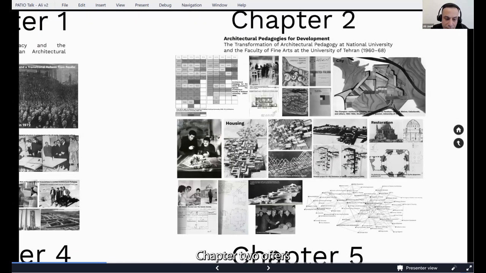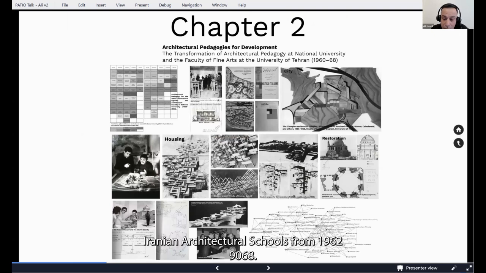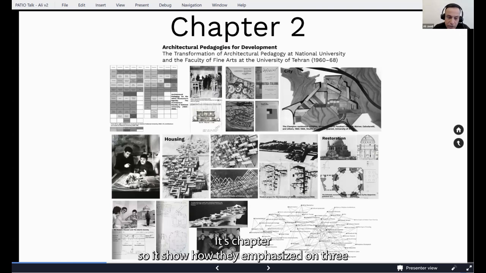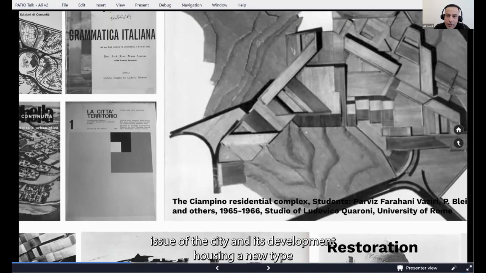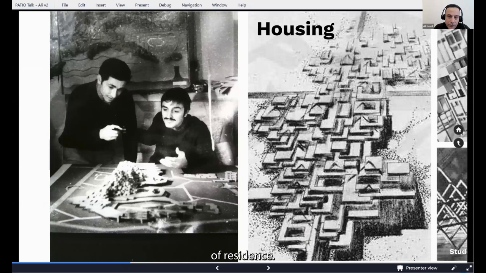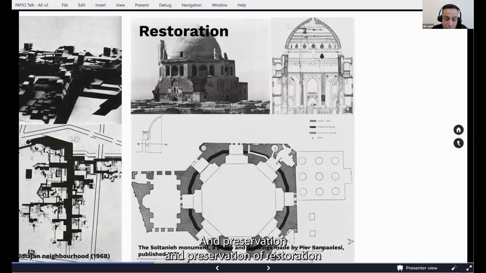Chapter 2 offers a detailed account of structure and curricular revision at Iranian architectural schools from 1960 to 1968. This chapter shows how they emphasize three issues of the city and its development: housing, a new type of residence, and preservation and restoration of historical contexts and monuments, in line with the implementation of the White Revolution pedagogical program.